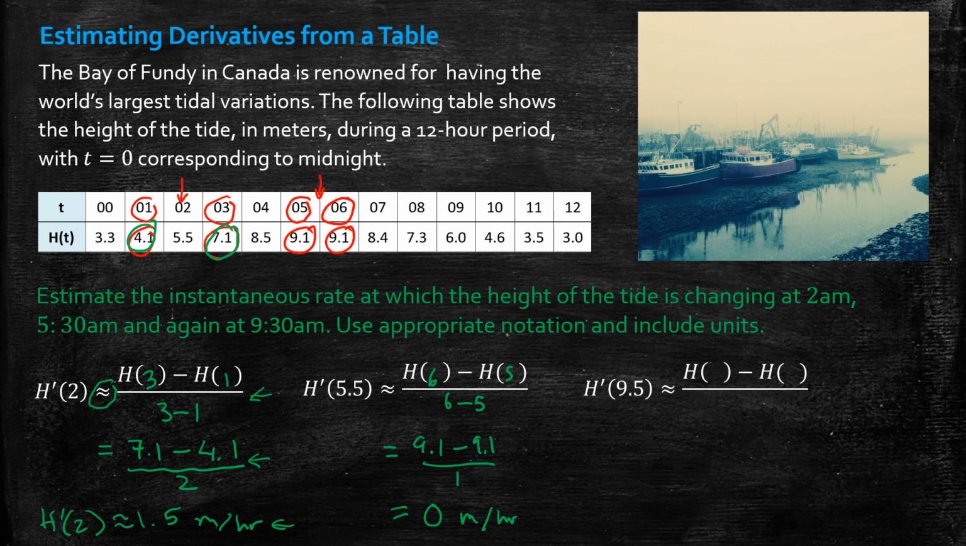Okay, and so finally, let's look at 9.5 just for one more practice problem. So we know 9.5 is between 9 and 10, so we have to take the average rate using those heights. So the height at 10 minus the height at 9, over 10 minus 9, which is equal to 4.6 minus 6 over 1, which is equal to negative 1.4 meters per hour.